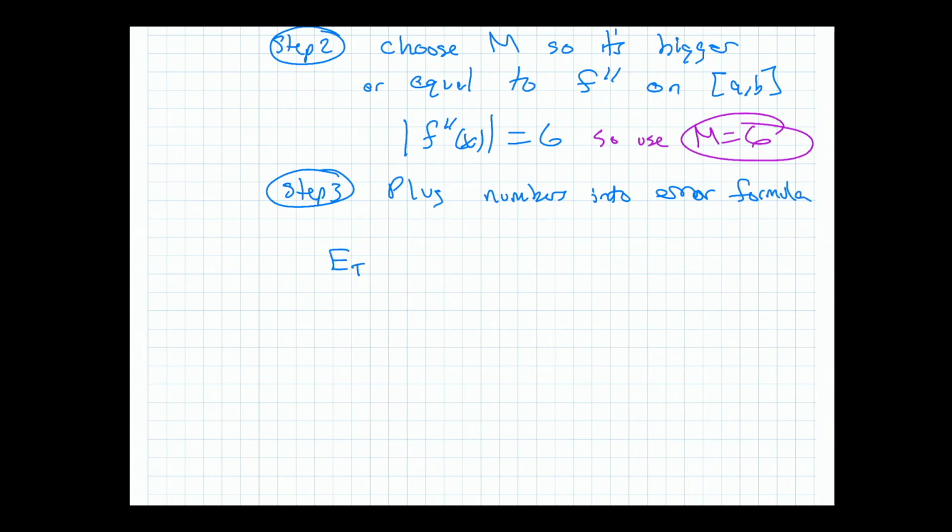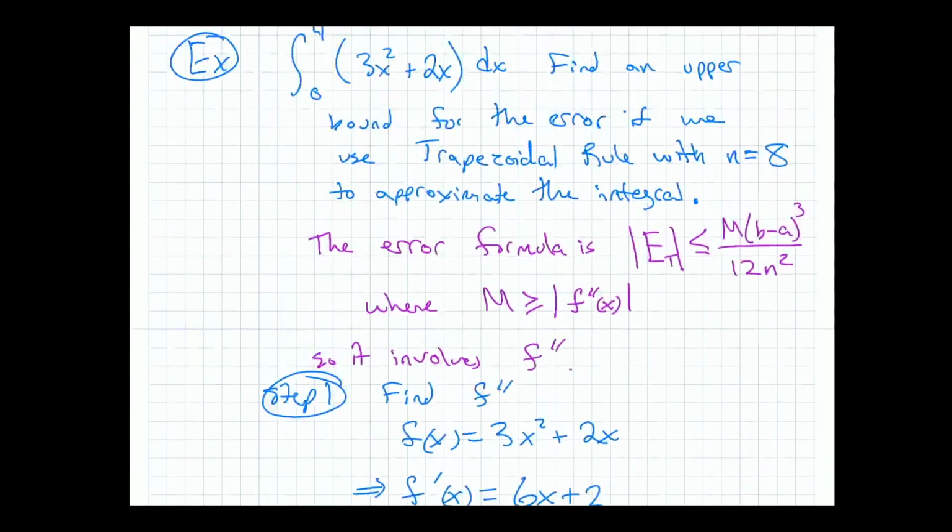So the error for the trapezoidal rule is less than or equal to (b minus a) to the 3 over 12n squared, and we just put them all in. So the M is 6, so you have 6. The b and the a are from the integral, right?